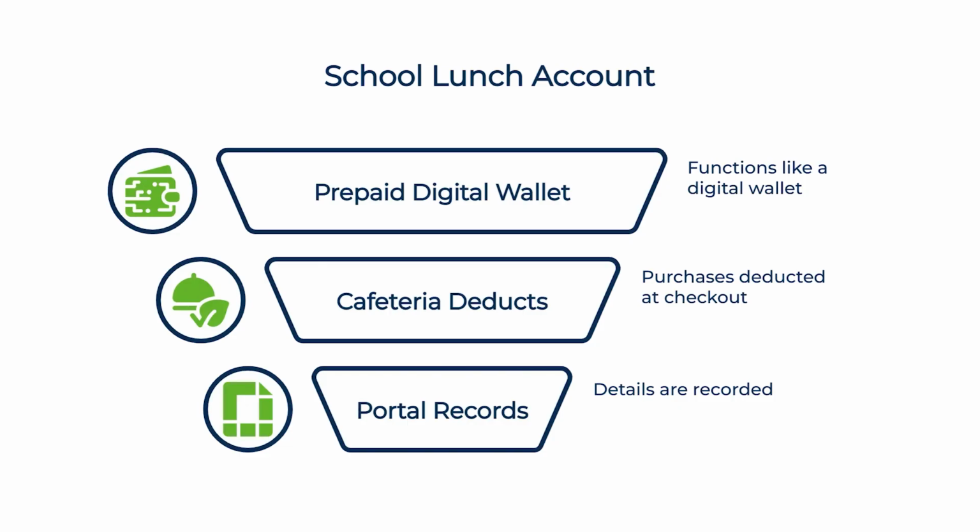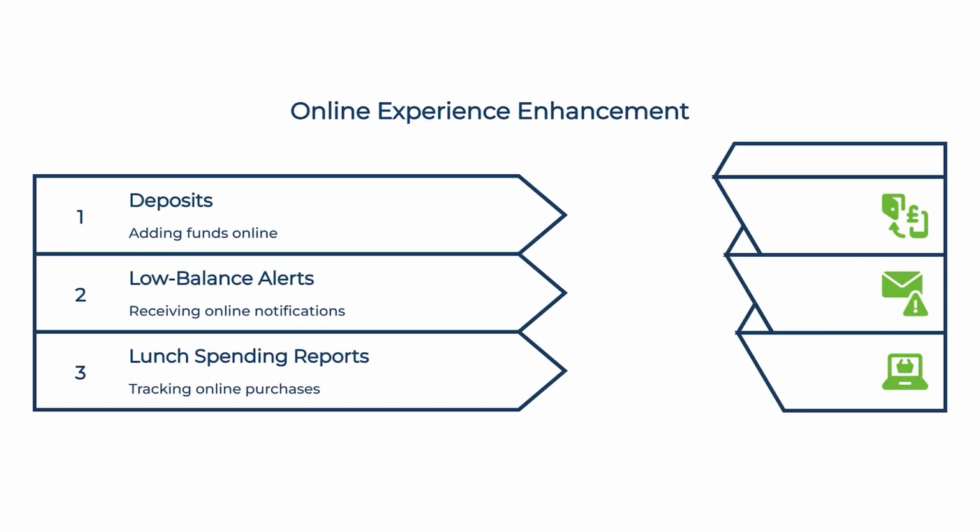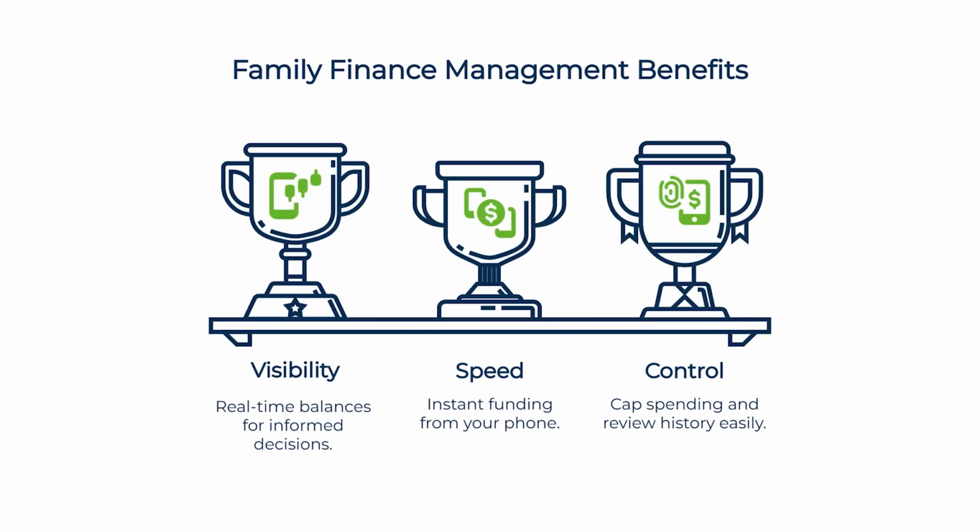It replaces cash with a secure system inside a district portal or a vendor platform. Everything lives online: registration, deposits, low balance alerts, and lunch spending reports. You get visibility into what's being purchased and the timing of refills, which turns guesswork into data you can use. Families win on three fronts: visibility, speed, and control.